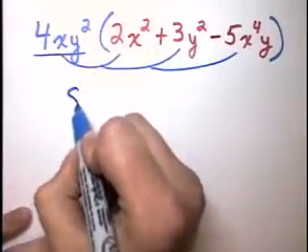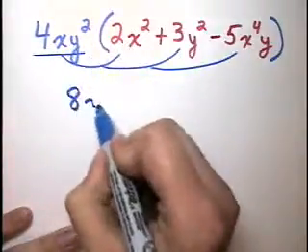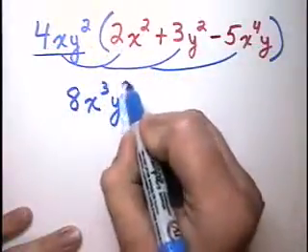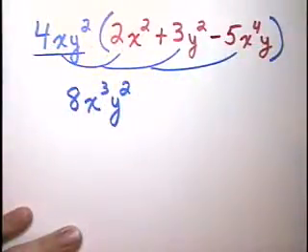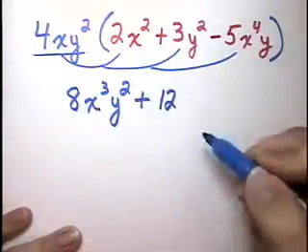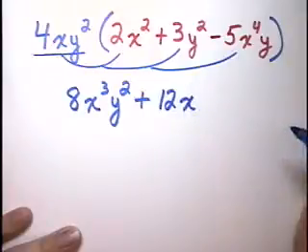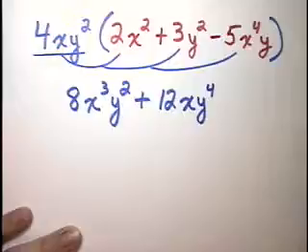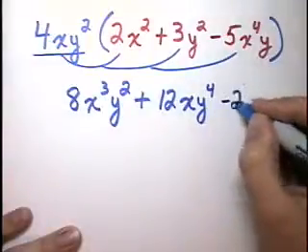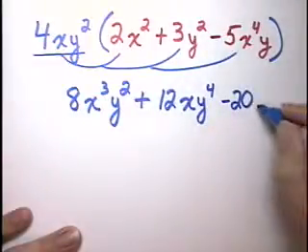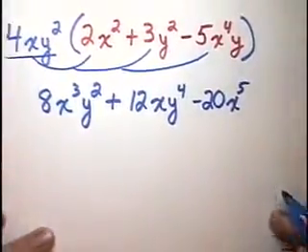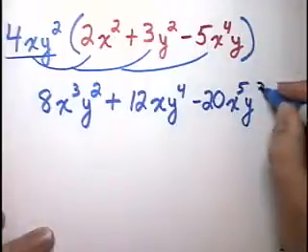4 times 2 is 8. X times x squared is x to the third. There's no y's to multiply, so I leave y squared on the end of that term. Plus 4 times 3 is 12. There are no x's, so I'll have 1x. Y squared times y squared gives me y to the fourth. 4 times that negative 5 is negative 20. X times x to the fourth is x to the fifth. And y squared times y gives me y to the third.